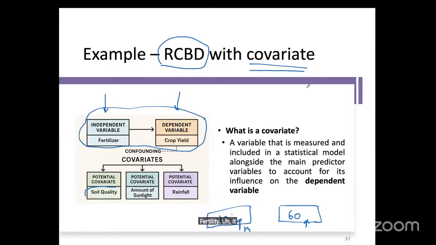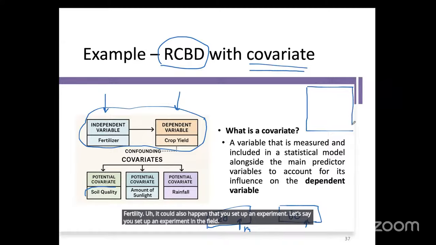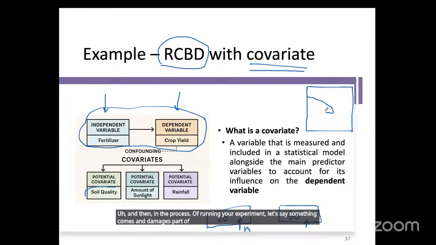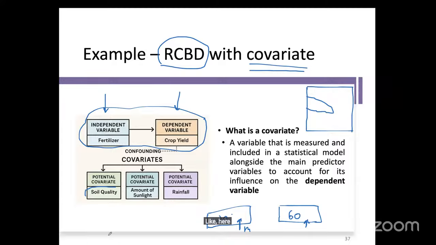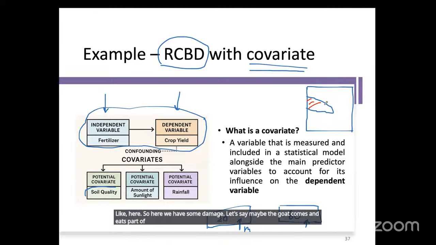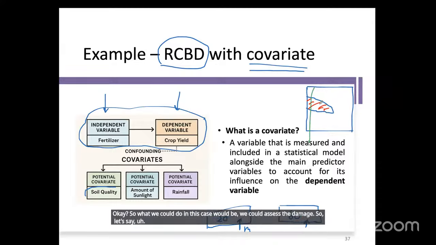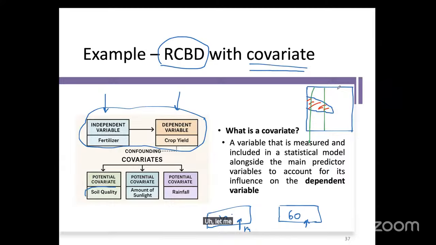It could also happen that you set up an experiment in the field, and in the process of running your experiment, something comes and damages part of your experiment, like here. So here we have some damage. Maybe the goats come and eat part of your experiment. What we could do in this case would be to assess the damage. Let's say these are different plots. Let me say we have different plots.